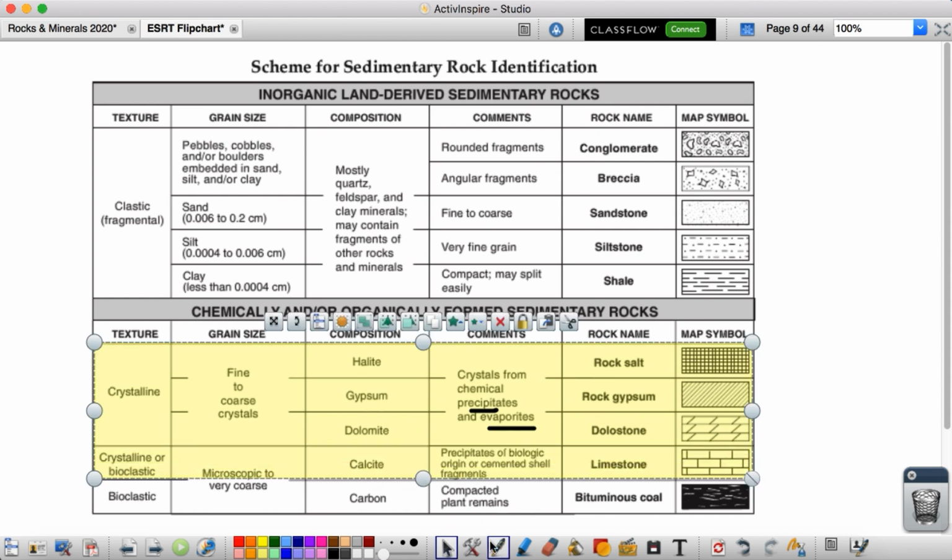Calcite can be crystalline as well. So if the mineral that precipitates out of the ocean happens to be calcite, it'll form what we call chemical limestone. But there are other varieties of limestone as well. So I'm going to put this kind of halfway right there.